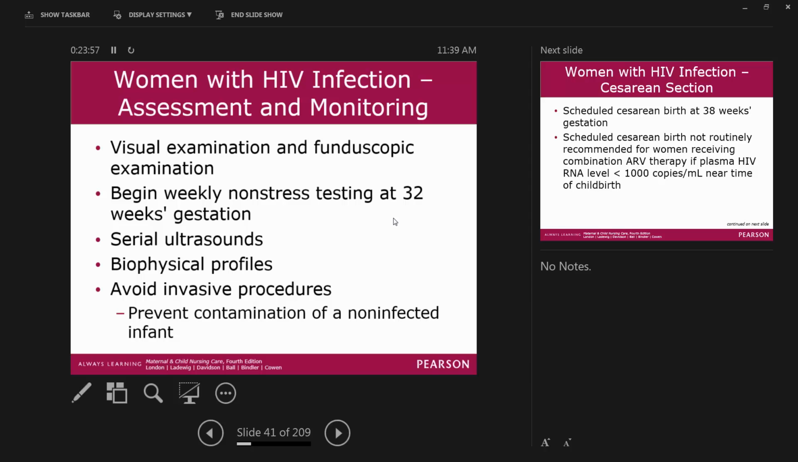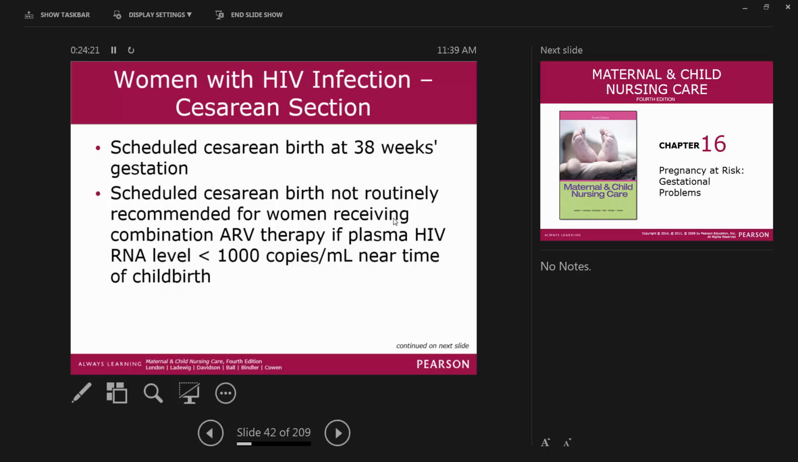And if we do have a positive mom, we start doing fetal surveillance at about 28 to 32 weeks. We do the ultrasounds, the biophysical profiles, and we don't do any amniocentesis or chorionic villus sampling or anything where we could cause a cross-contamination. Okay? So they're scheduled for a C-section.